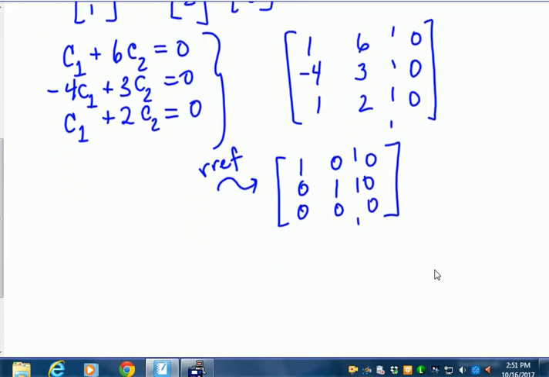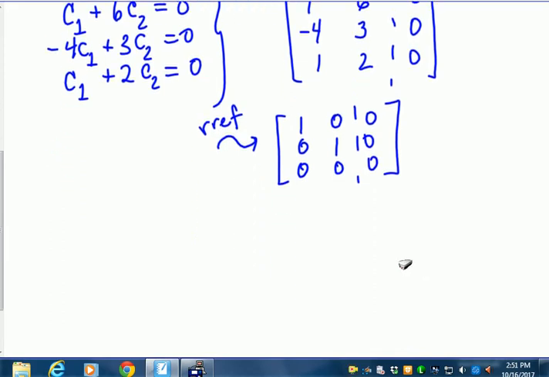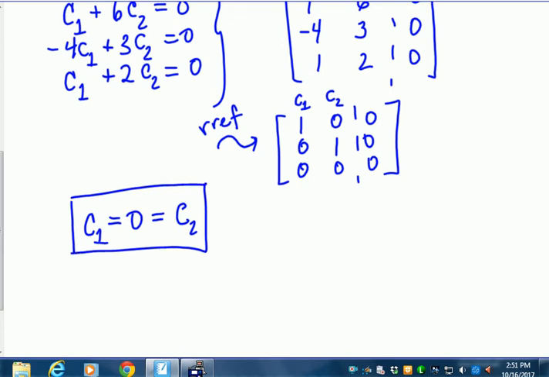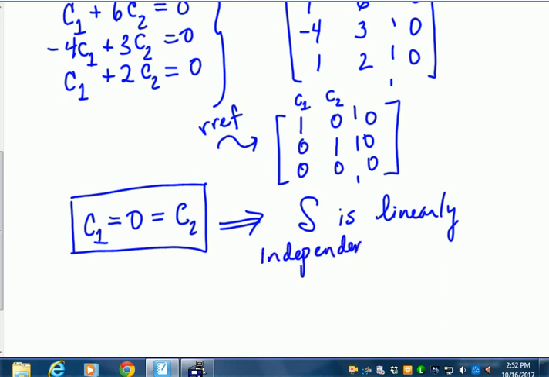That means that 1 times C1 has to equal 0, because here's my C1 column, here's my C2 column. That also means that 1 times C2 has to equal 0, and that means, of course, that C1 and C2 are both equal to 0. What does that mean? That means that S is linearly independent. And we're done.